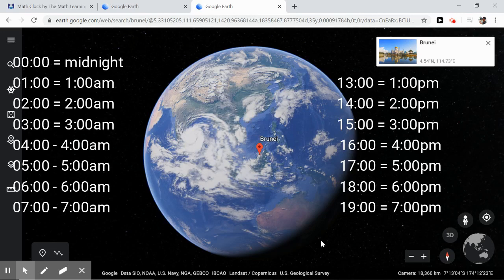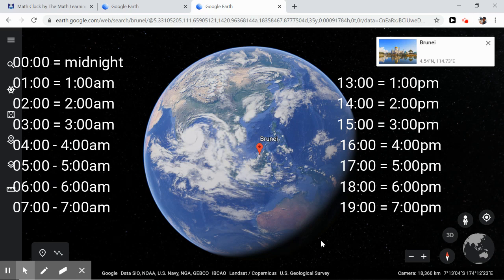Good morning, Year 4. In this maths lesson today, we're going to look at consolidating reading the time on a 24-hour digital clock. The reason it's called 24 hours is because there are 24 hours in a day, and a day is the time it takes for a planet to do one whole rotation.